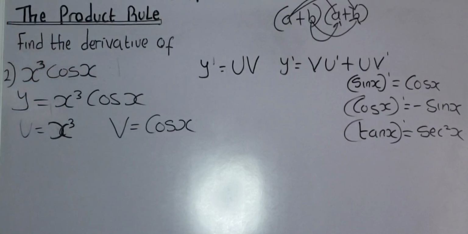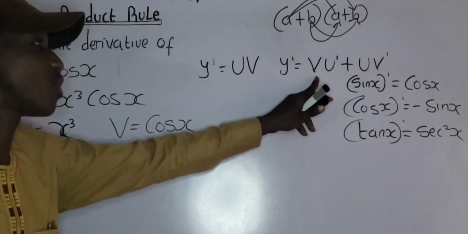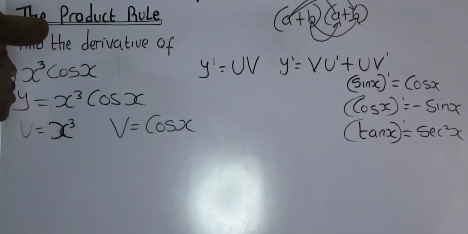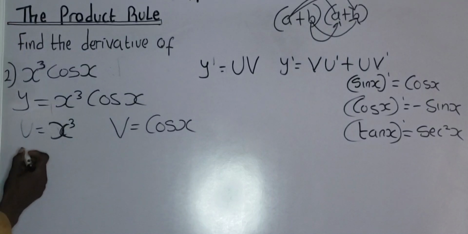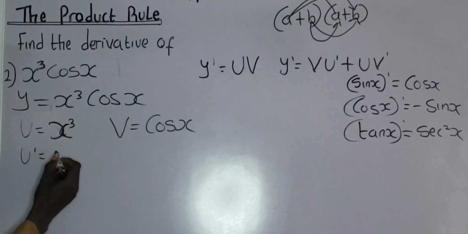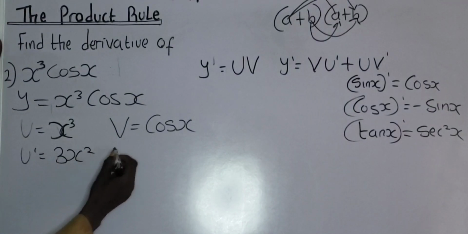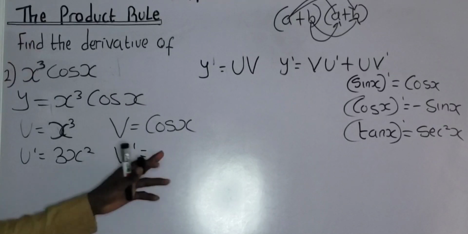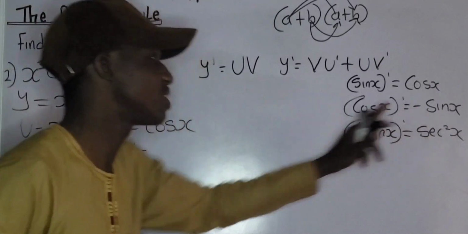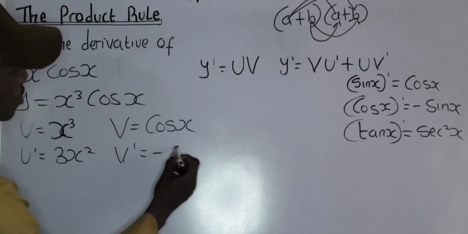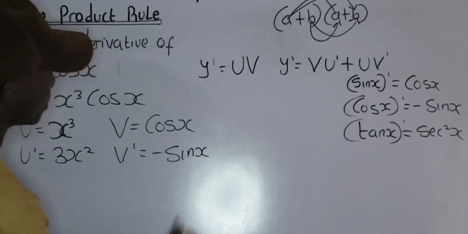So now let us take the derivative of u and v, since we know that in our formula we are going to need the derivative of u and v. The derivative of u is 3x raised to the power of 2. And the derivative of v is what? If you differentiate cos x, you are going to get minus sine x. You understand?